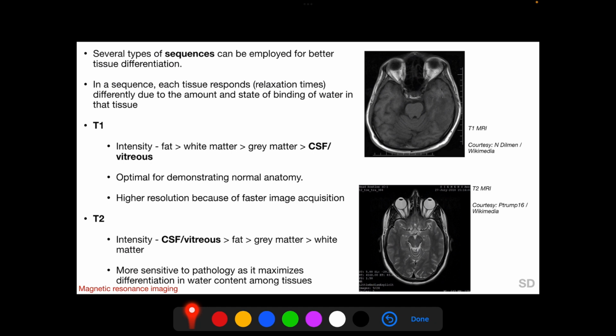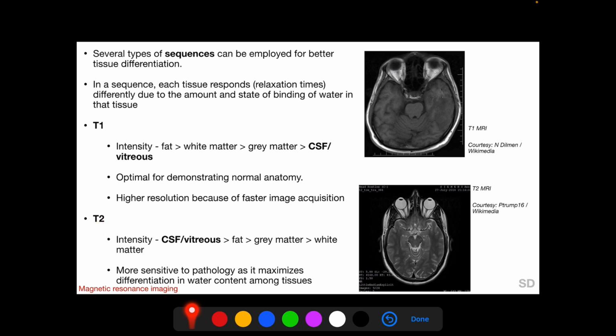So there are several types of sequences which can be employed for better tissue differentiation. In a sequence, each tissue responds differently due to the amount and state of binding of water in that tissue. We have the T1 sequence in which the fat appears hyperintense, and CSF and vitreous appear with very low intensity, and white matter and grey matter lie in between. T1 is optimal for demonstrating normal anatomy, and higher resolution is achieved in T1 sequences because of faster image acquisition.